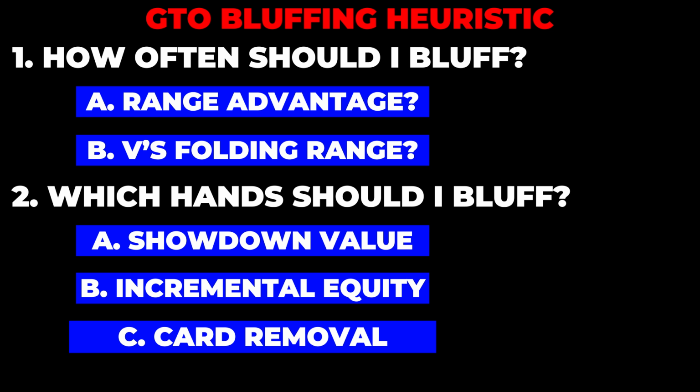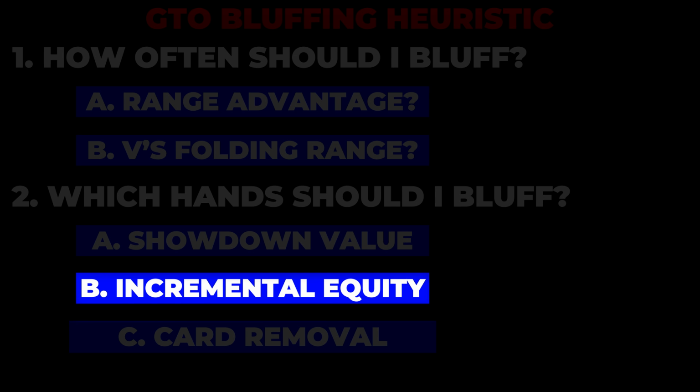Now let's talk about our second factor, incremental equity, which generally refers to the qualities of a hand that make it more likely to make a stronger hand on a later street. This can be in the form of a draw to a flush or straight, or to a lesser extent, a draw to a strong pair, two-pair, or trips.